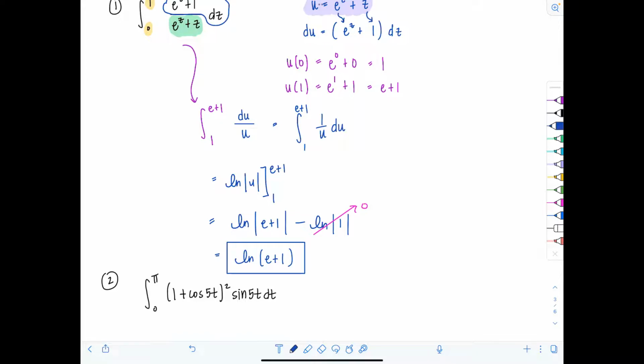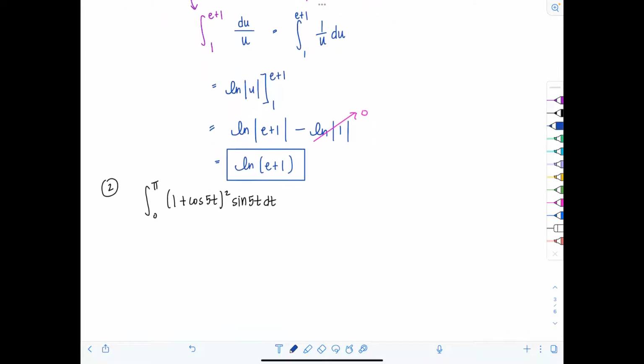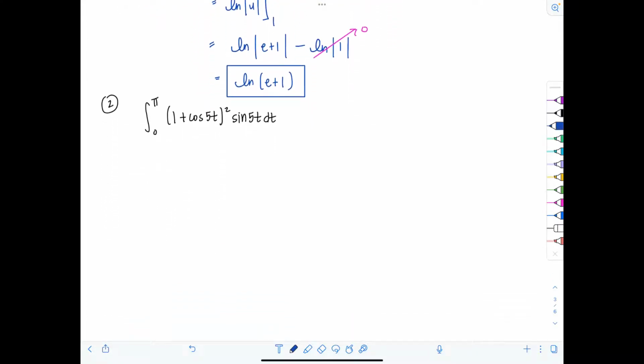Next example, we have the definite integral from 0 to pi of 1 plus cosine 5t squared times sine of 5t dt. Why don't you guys take a second, pause the video, and see if you can figure out what u and du should be and rewrite the integral in terms of u. I'll give you a moment. Okay, did you try it? I hope so.